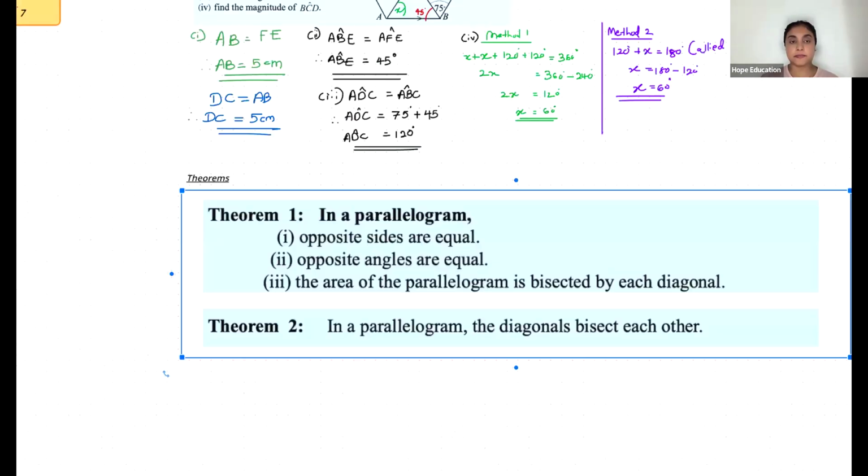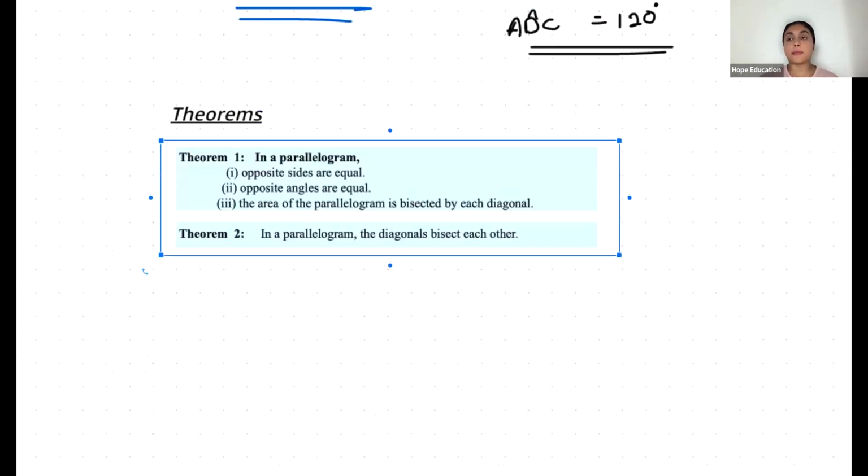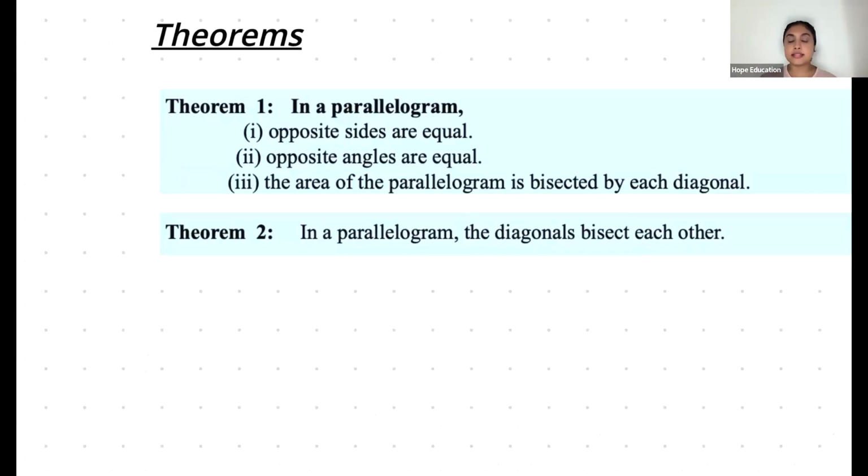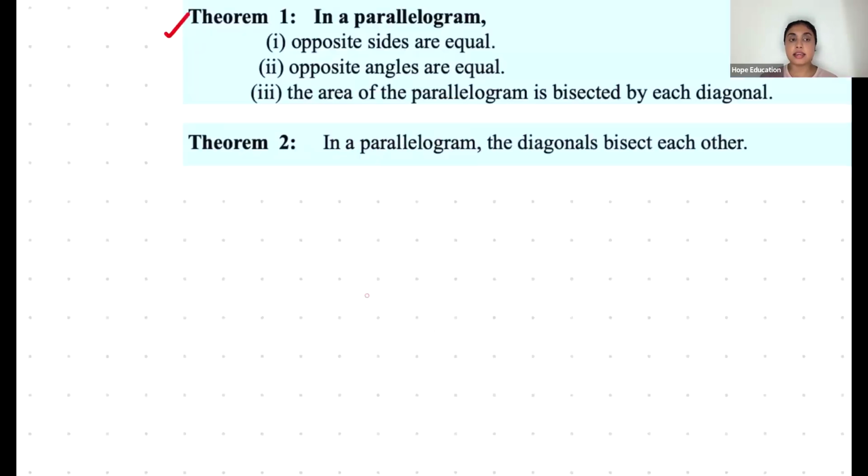One theorem is this. In a parallelogram, opposite sides are equal, opposite angles are equal, and the area of the parallelogram is bisected by each diagonal. Now, this theorem we have already discussed. But theorem 2, we have not discussed it yet. So, let's discuss theorem 2. Theorem 1 we already discussed.